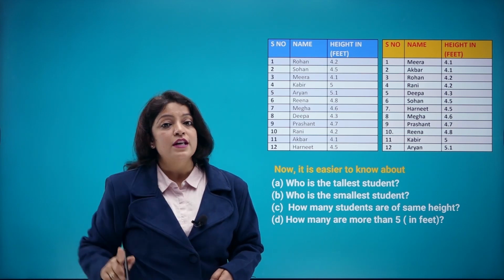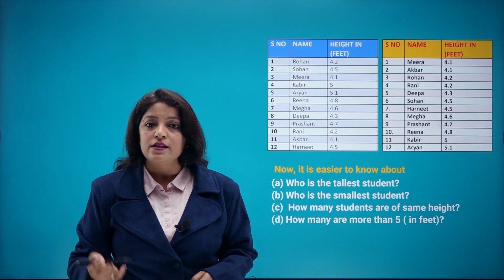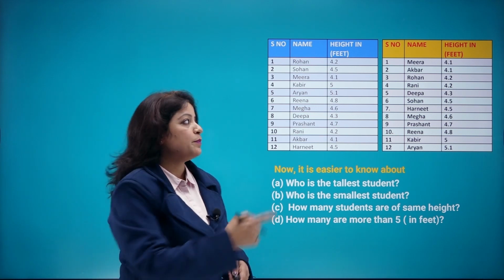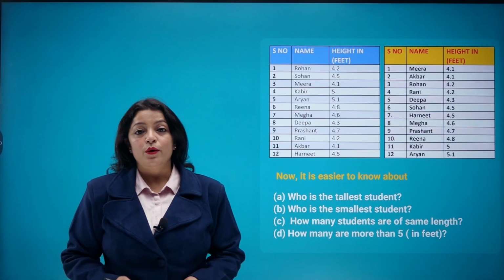So the first step is to collect the data. The second step is to organize the data. Organization can also be done in a tabular form. Now after this, let us see some representative values of certain numbers. So let us begin with an opening problem over here.